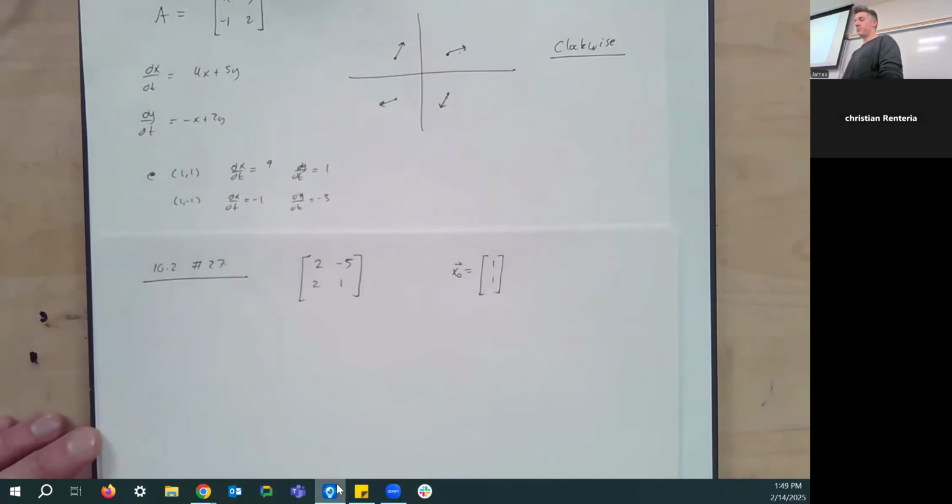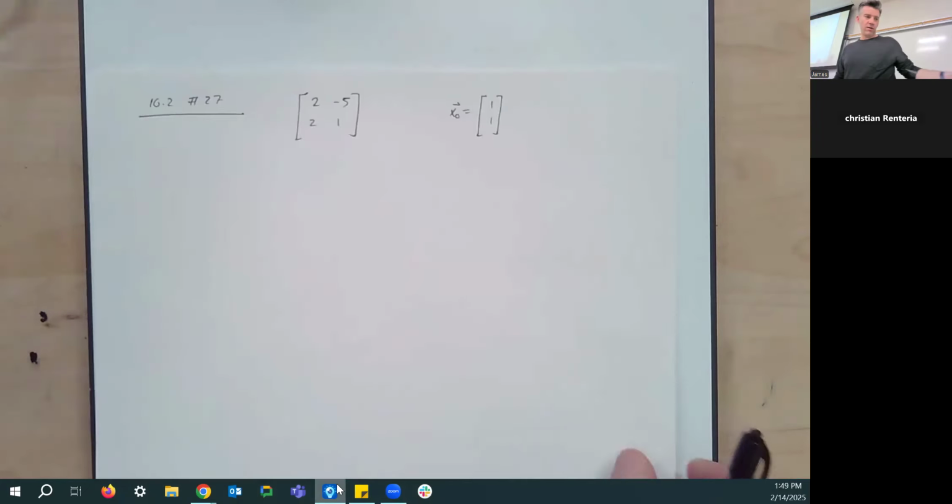Sorry, we have the matrix 2, -5, 2, 1. And we have initial conditions 1, 1. Okay, so we're going to solve the system by finding all the things.